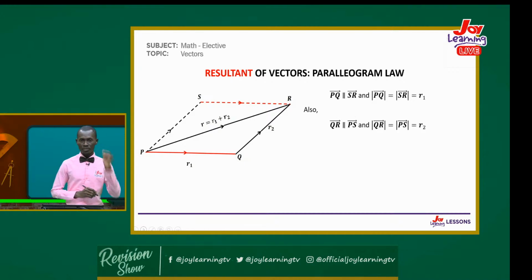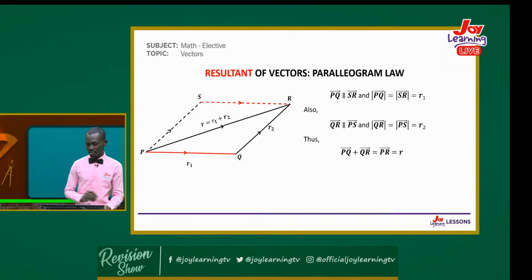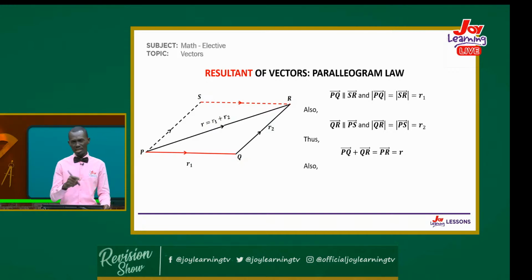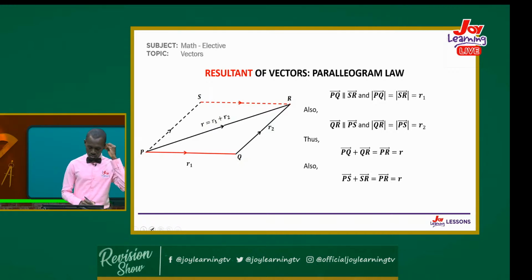In the same way, the vectors QR and PS will be parallel, which means since it's a parallelogram formed, then the magnitude of QR and the magnitude of PS, which is R2, will also be the same. Well, that being the case, we can say PQ plus QR is PR, which gives us R as the resultant. It will be the same. Now, you notice I keep using the word the same. That brings us to that concept, equality of vectors. They must be in the same direction. They must have the same magnitude. So, PS plus SR must also give me PR.